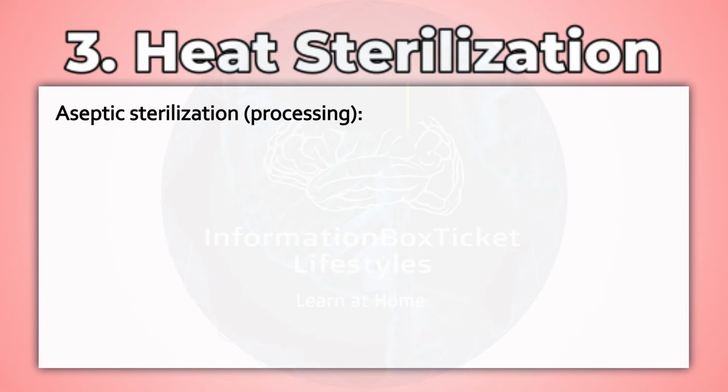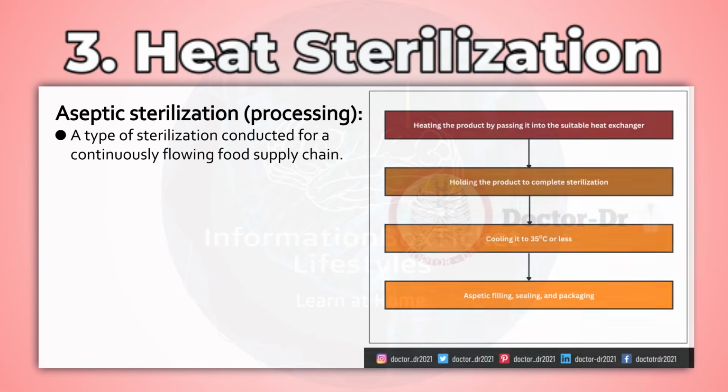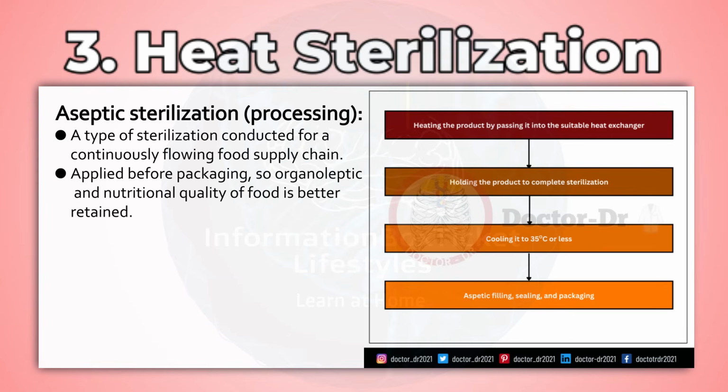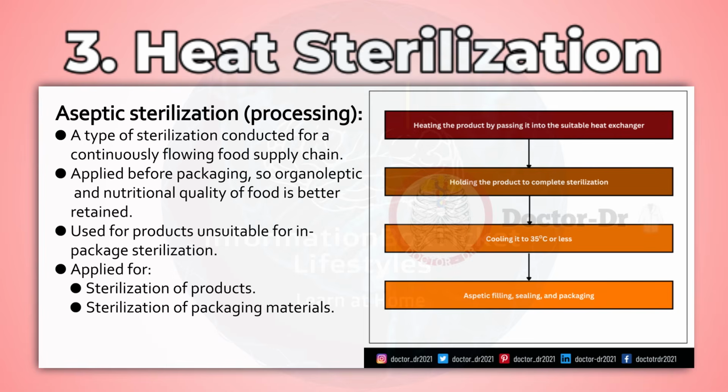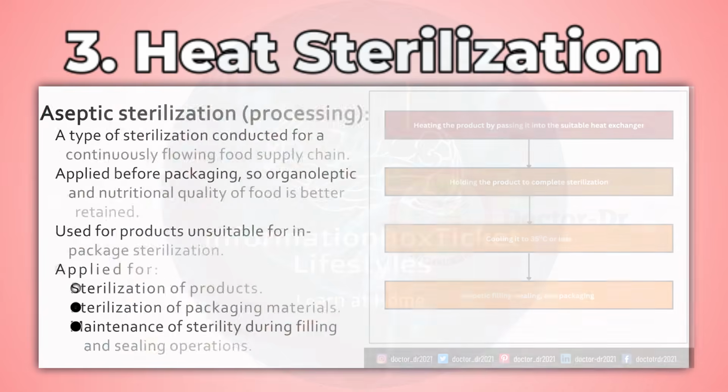Aseptic sterilization, processing. A type of sterilization conducted for a continuously flowing food supply chain. Applied before packaging, so organoleptic and nutritional quality of food is better retained. Used for products unsuitable for in-package sterilization. Applied for sterilization of products, sterilization of packaging materials, and maintenance of sterility during filling and sealing operations.